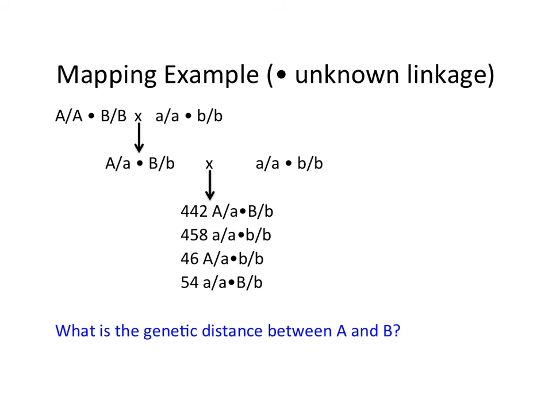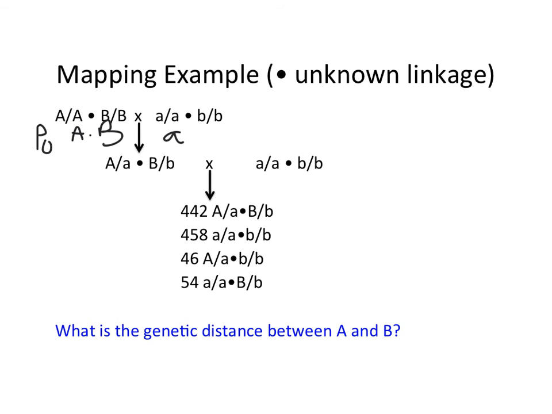Okay. So we'll walk through one more mapping example. Some real data, not made up data that happened to nicely work out to some magical number. What are the parental haplotypes here? What are the parental haplotypes? There's going to be two. So big A, big B.